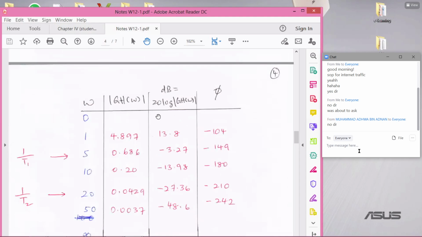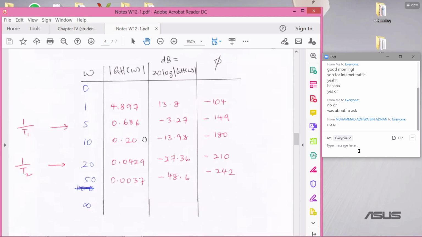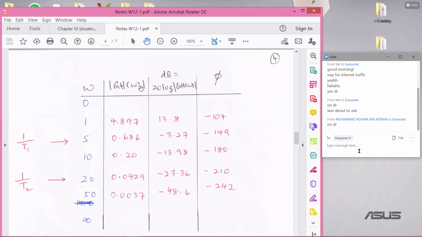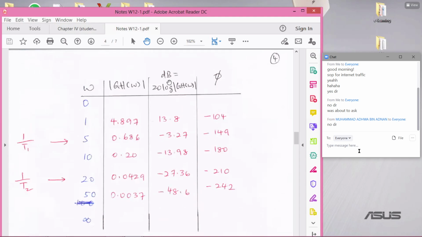So if you have your calculator ready, you can double check. 20 log 4.89 here is going to be 13.8. And for example, 20 log 0.2 is negative 13.98. So you might want to double check this conversion from the absolute value of the magnitude to decibel. Okay, hopefully I have done that correctly. So now you have your extra column here in decibel.